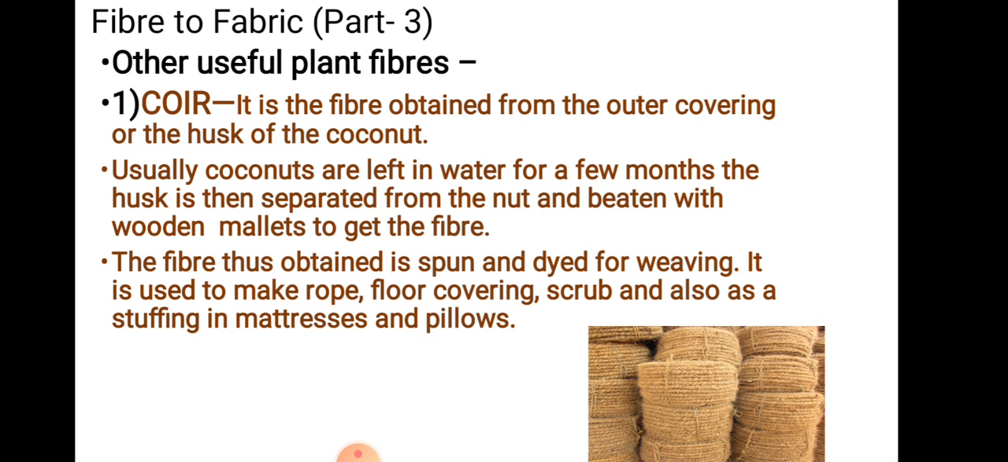So we know that another useful plant fiber is coir. Here you see the picture, even this coir is also used to make baskets, rope, floor covering, it means as a mat. Even the doormats are also made with this. And the scrub, which is used for washing utensils and all. And it is also used as a stuffing in mattresses and pillows.